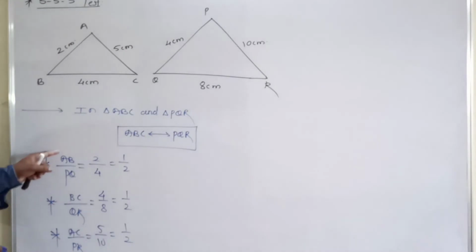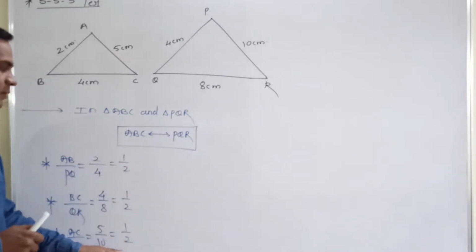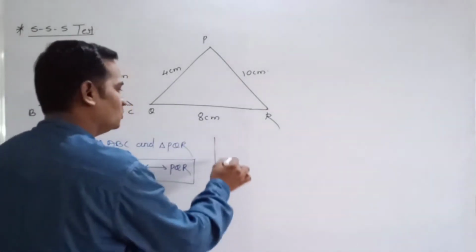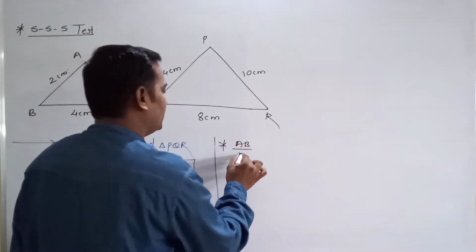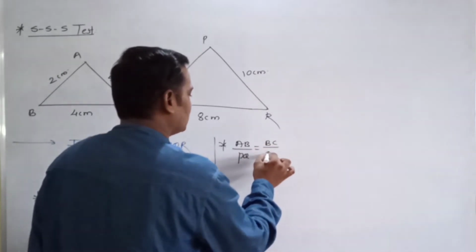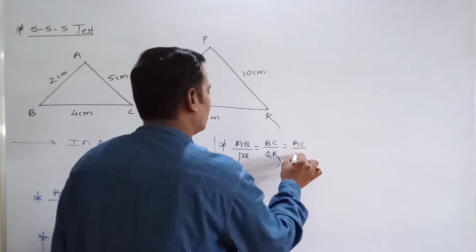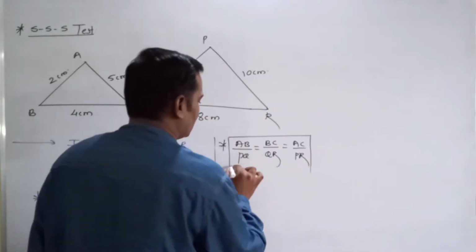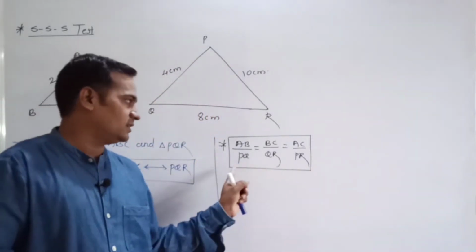Look at these three ratios: 1 upon 2, 1 upon 2, again 1 upon 2. That means these three ratios are equal to each other. That means AB upon PQ is equal to BC upon QR is equal to AC upon PR. Each ratio is equal to the other.